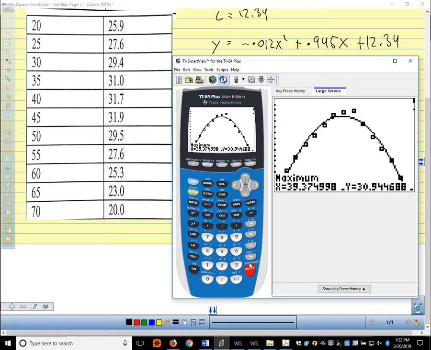Now we measured some that were higher, but that's also where our model doesn't fit the data quite as well. So the model says if these points follow the model, this would be my maximum mileage at about 39.4 miles per hour. My maximum mileage would be about 30.9.